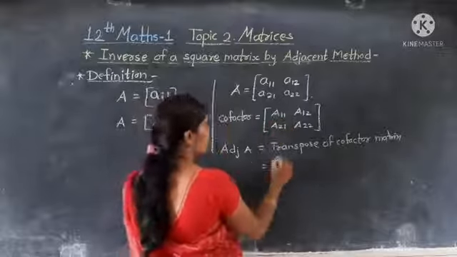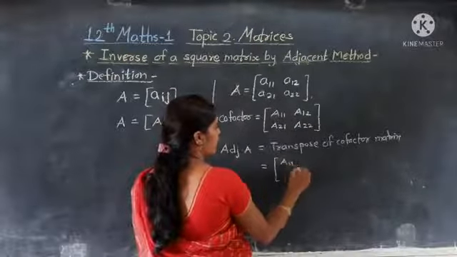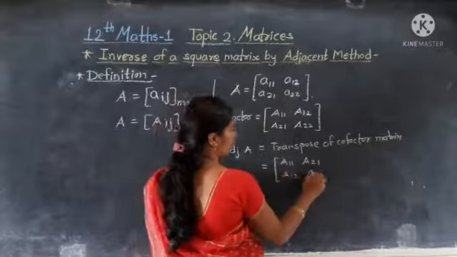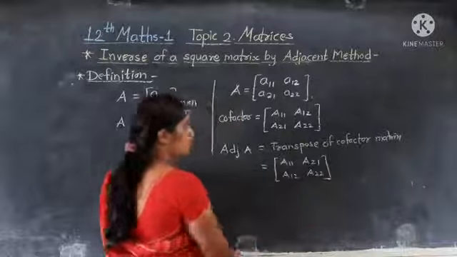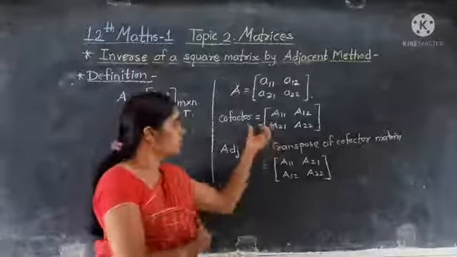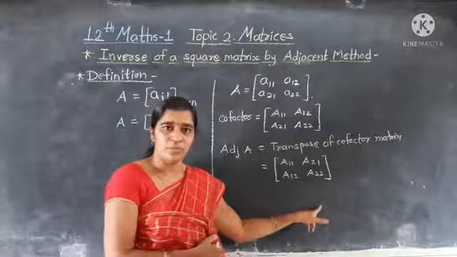So what is the transpose of the cofactor matrix? We write this as A11, A21 and here A12 and A22. This is called the transpose of the cofactor matrix. While writing the transpose, you write rows as columns.